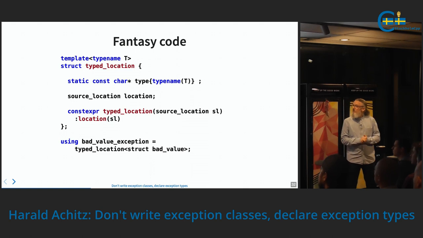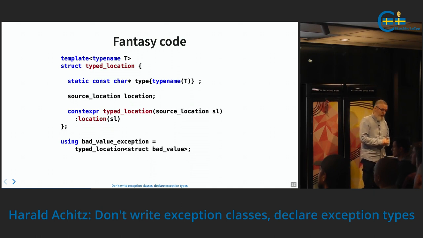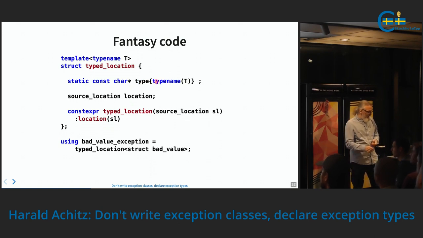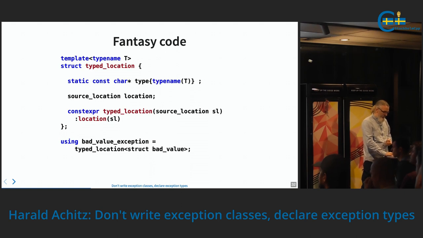So I could make something like this, a typed location, where I say, OK, I create a type out of a location. You might notice that this is fantasy code. Right, you see it? But let's say this exists. Then I could make my bad value exception typed location and I throw in some struct that doesn't need to exist. And this bad value should actually come here as a string in my fantasy world, in the nice world.